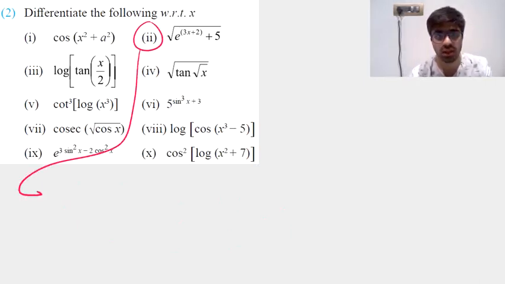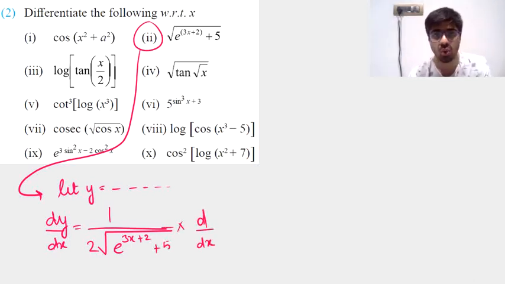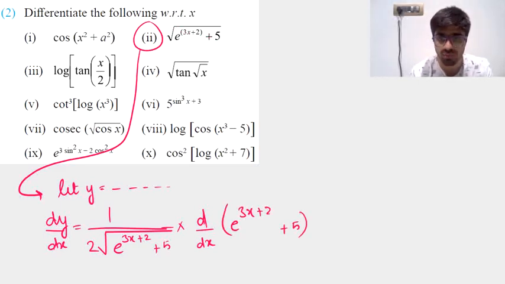The second one, let's take it as y. So dy by dx, it's of the type root x and the derivative is 1 upon 2 root x. So this will be 1 upon 2 root e power 3x plus 2 plus 5. You further multiply it with d by dx of whatever came in place of x, which is e power 3x plus 2 plus 5. So continue with the derivative.